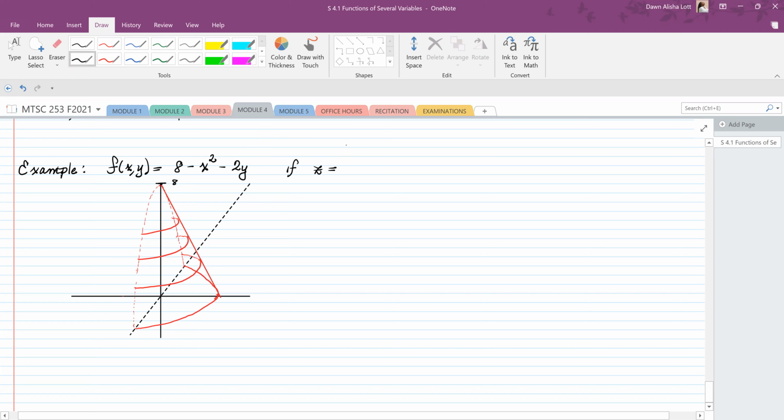z equals 8 minus x squared minus 2y squared, and 2y is equal to a constant c, then you end up with 8 minus x squared minus c equals 2y. So y is equal to 1/2 x squared plus 1/2 of 8 minus c. And that's exactly what you see.